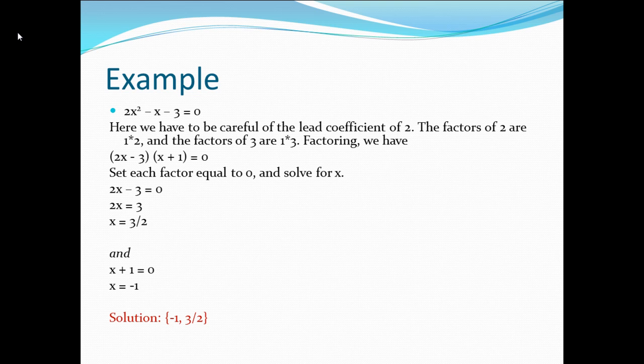And then we set our second factor, x plus 1, equal to 0. To solve for x, we subtract 1 from both sides, and we have that x is equal to negative 1. So our final solution set is negative 1 and 3/2.